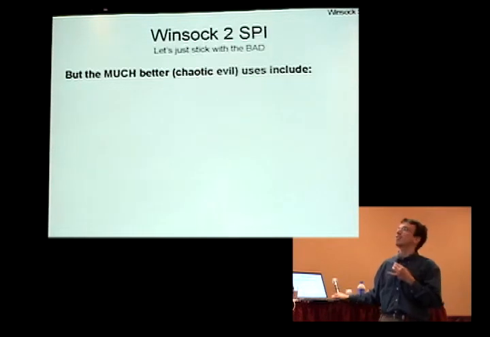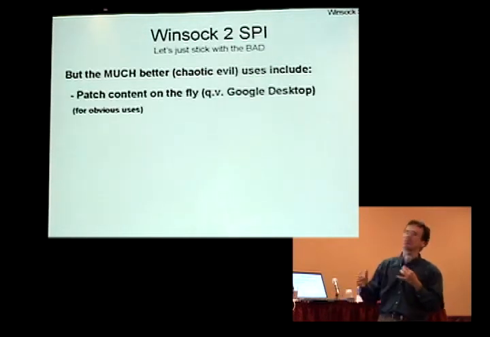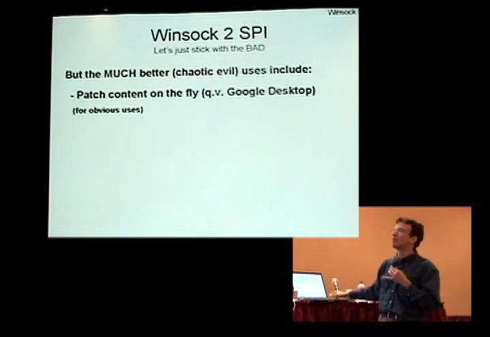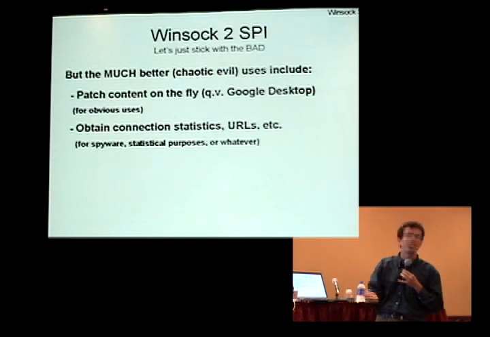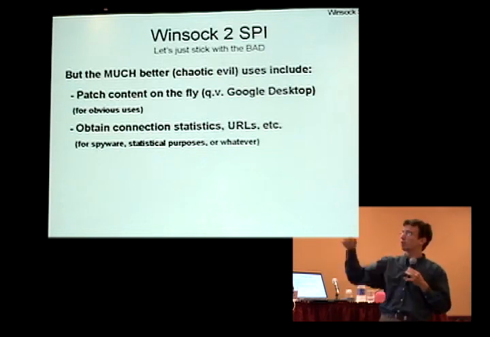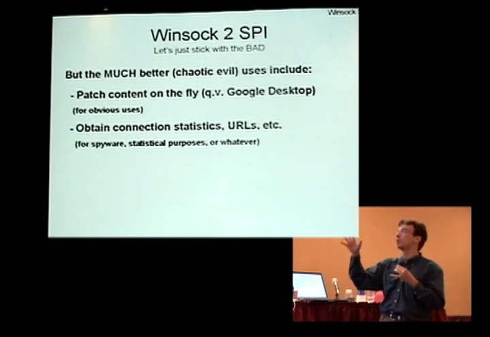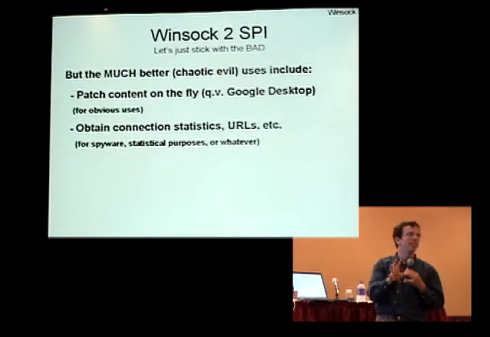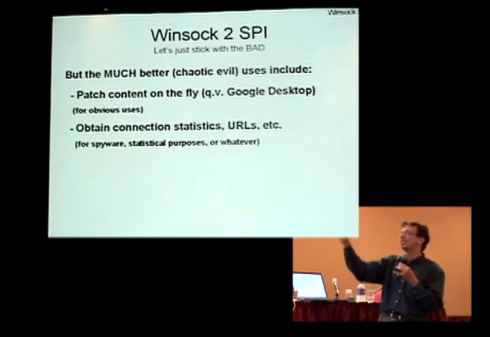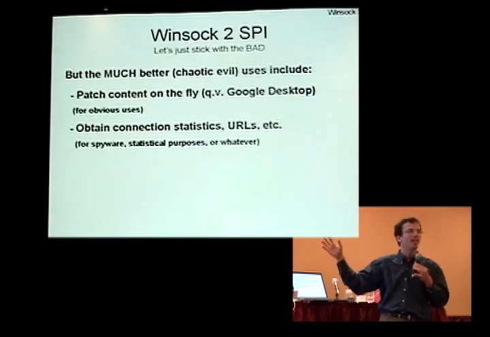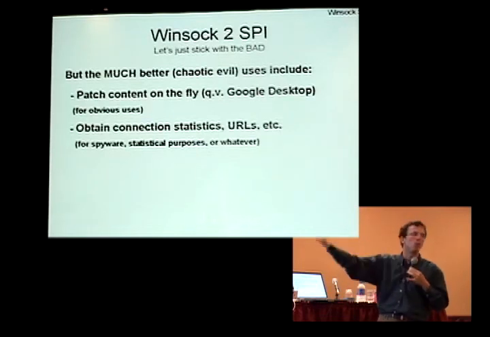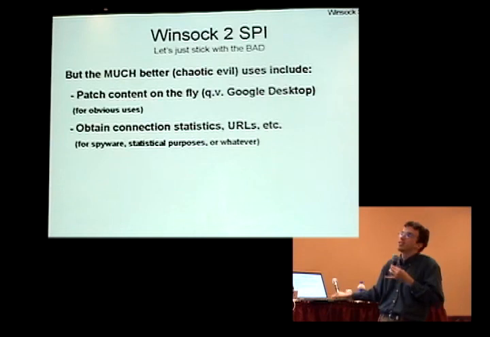So the chaotic evil uses would be, of course, to patch content on the fly, for obvious uses. But also, you can obtain connection statistics, URLs, and so forth. This is what most spyware people do. Fortunately, spyware people are only semi-illegitimate, in the sense that they only want your statistical data and want to know where you've been, but of course, they could do a lot worse. They could steal a lot of other data. Well, then again, they might, so you never know.